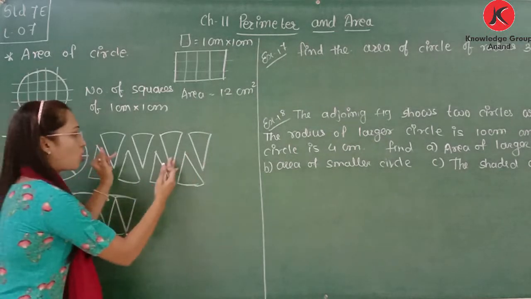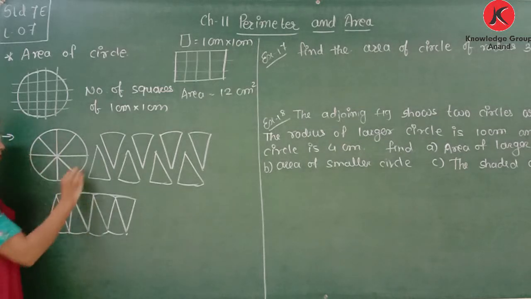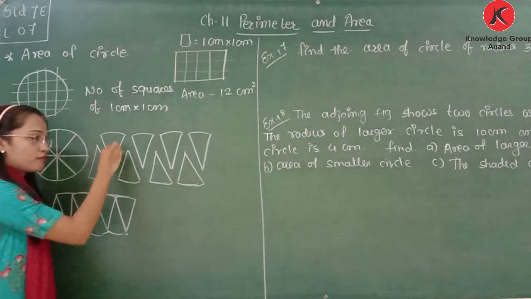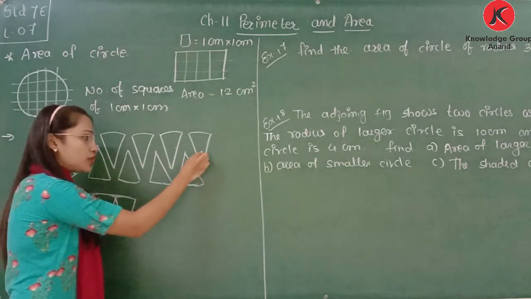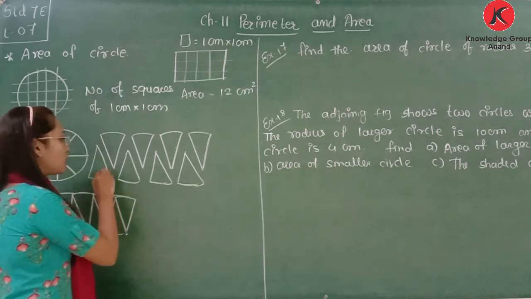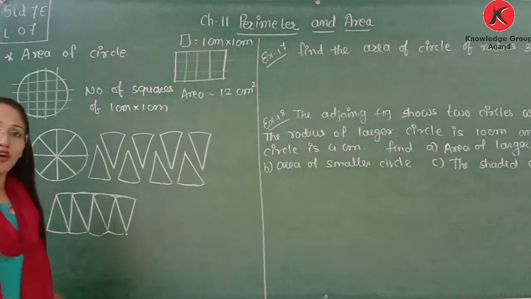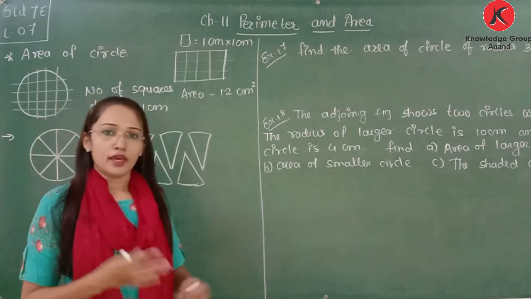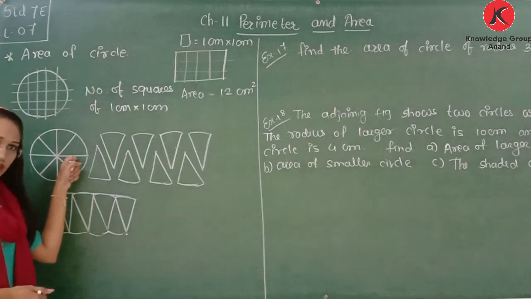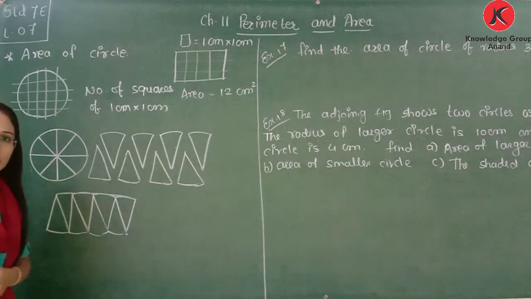If we take this full circle and find the area, and if we find the area of this smaller shape, it is kind of a triangular shape, the area will be the same, because if you take any object and cut it, the area will remain the same. So the area of this whole circle and the sum of the areas of these parts will remain the same.